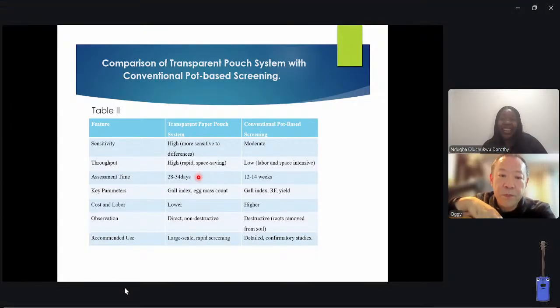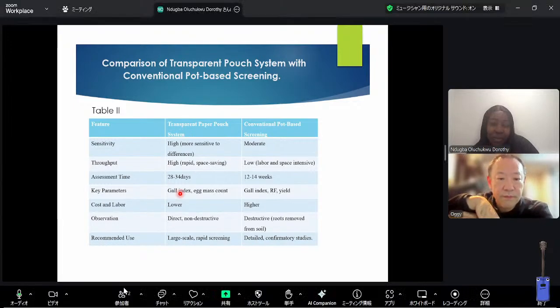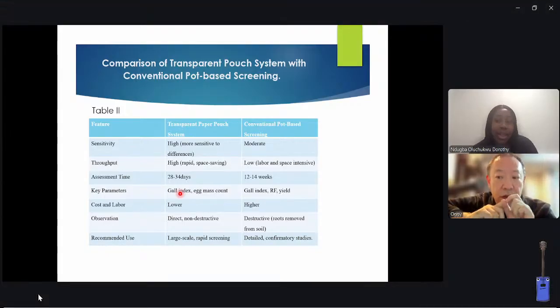So when we talk about the key parameters, which are the gall index and the egg mass, when I say gall index, I've explained it before. I don't know if you can remember. Can you remember what gall index is? That is actually like damage to the root, causing some kind of galls, like dots on the root.